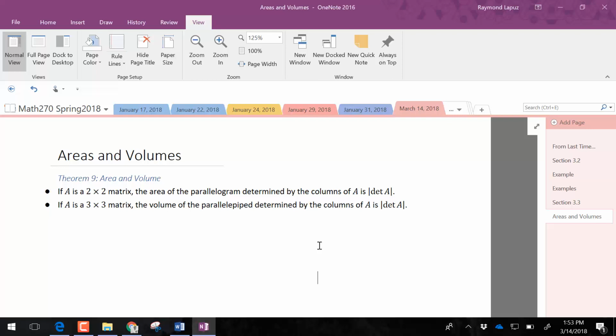And if you have a 3 by 3 matrix, then you're talking about vectors in R3, and that's a three-dimensional object spanned by 3 vectors, and that's called the parallelepiped. So it's like a parallelogram, except it's in 3D, and then all those sides are all going to be parallel to each other.